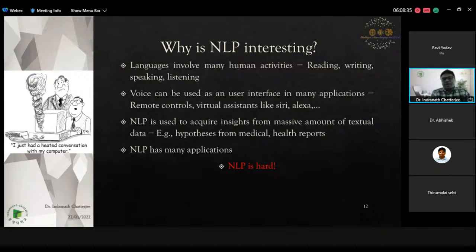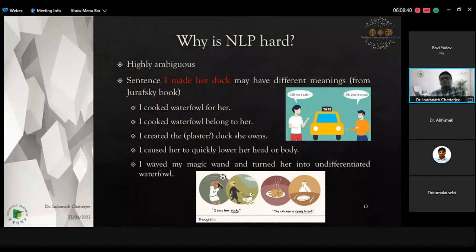For example, let's take a very famous example: "I made her duck." This is a very small sentence, right? Now think about why NLP is really hard. "I made her duck" can be turned into different sentences. For example, I cooked waterfowl for her. A duck is like a chicken kind of thing, right? So, I cooked waterfowl for her, or I cooked the waterfowl belonging to her, or I created, with plastic or any machine, a duck that she owns.